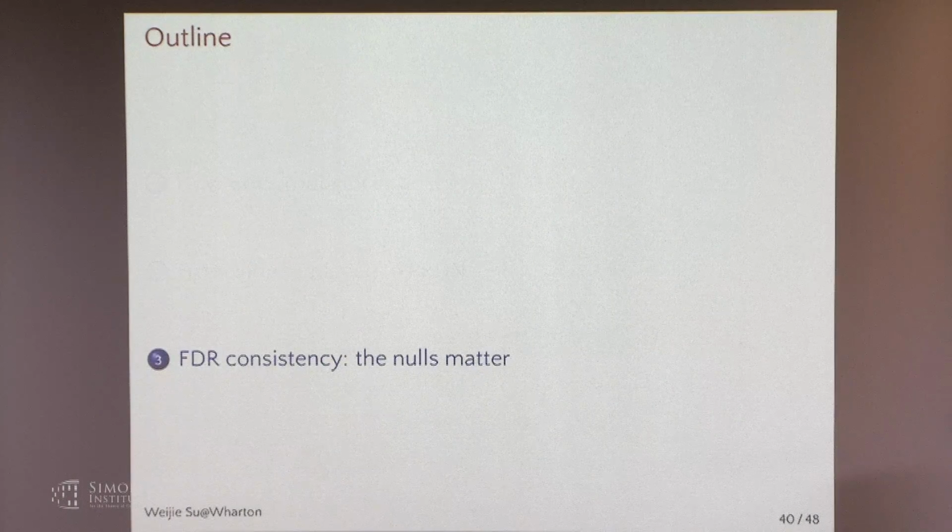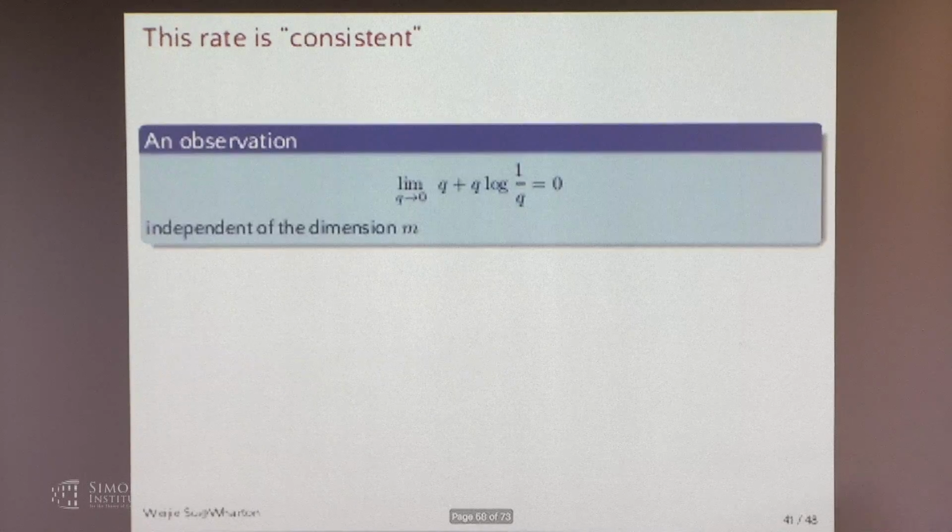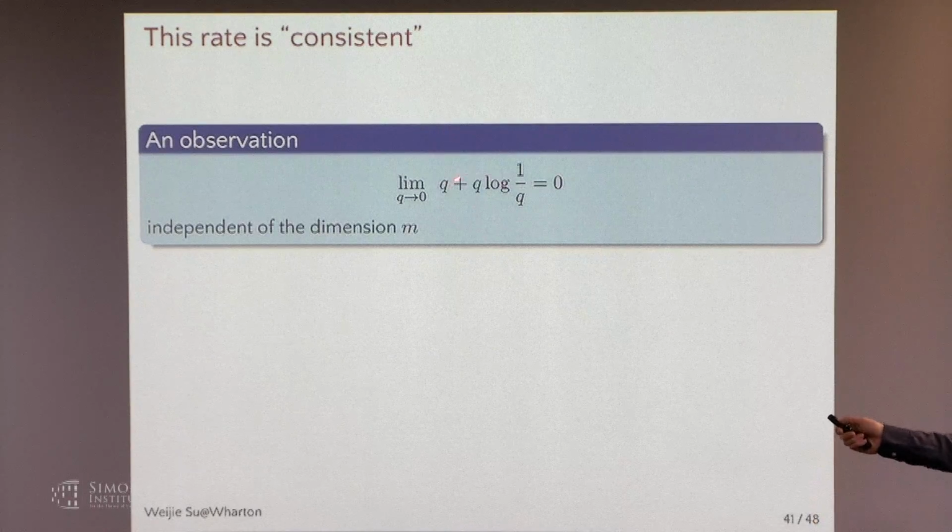And in the last part, we will introduce a new, relaxed notion of FDR. Here, our observation is that if we let Q be 0, this will converge to 0, independent of the dimension.